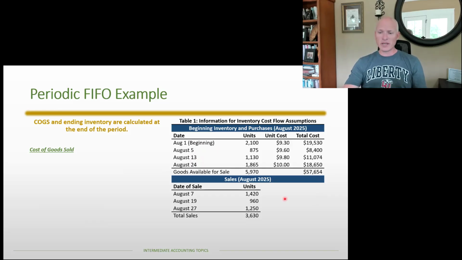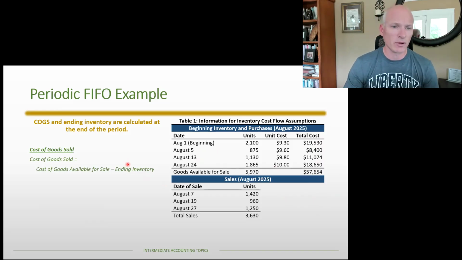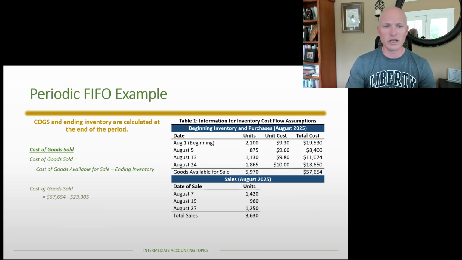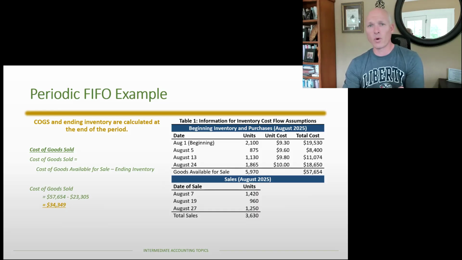Another way to think about that is that our cost of goods sold is the sum of our beginning inventory and all of our purchases minus what we just calculated as our ending inventory. It essentially becomes that plug in the journal entry that we did several lectures ago. So again, very straightforward calculation. We have cost of goods available for sale. We've calculated our ending inventory. Therefore, our cost of goods sold is $34,349.